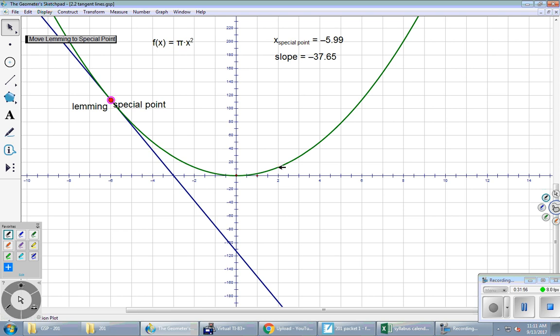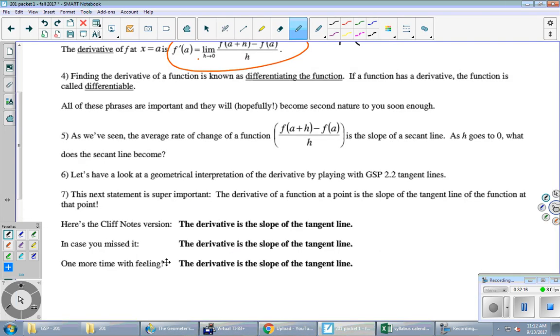Just thinking about magnitudes, the slope we had over here at x equals 2 was about 12. Does it make sense that this is a bigger number? It's negative, but yes, it's steeper, right? So as you run to the right, your tangent lines are going to get bigger, and they're also going to get bigger on this side, but in a negative way. Okay, so coming back here.